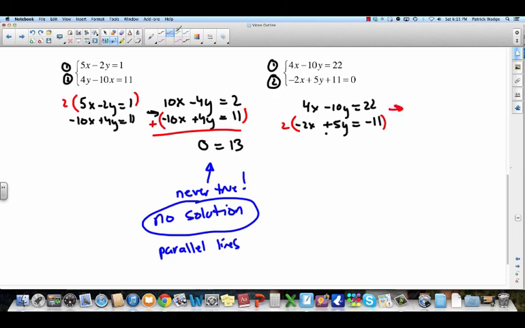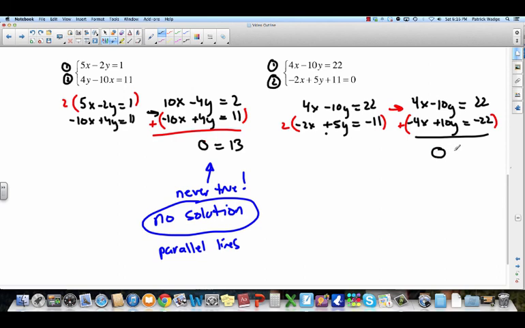If you multiply that, the top one stays the same, 4x take away 10y equals 22. And the bottom one, 2 times negative 2x is negative 4x. 2 times 5y is 10y. And 2 times negative 11 is negative 22. Okay, are we adding or subtracting? Since these are opposites, 4x and negative 4x, we're going to add. So 4x plus negative 4x is nothing. Negative 10y plus positive 10y is also nothing.